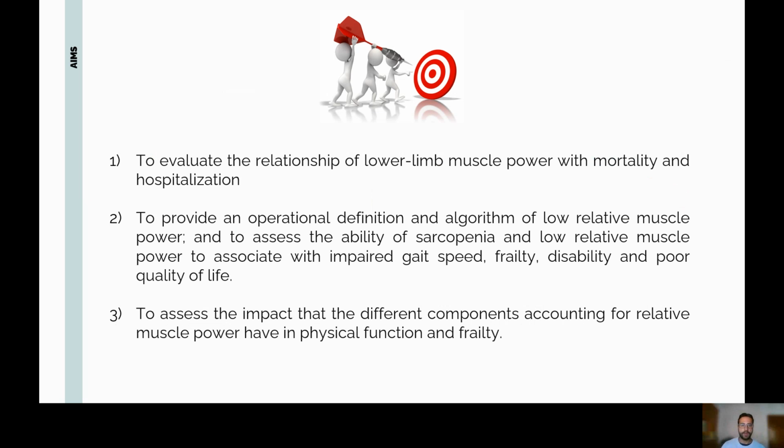So the aims of this study were, first, to evaluate the relationship of lower limb muscle power with mortality and hospitalization. Second, to provide an operational definition and algorithm of low relative muscle power and to assess the ability of sarcopenia compared to low relative muscle power to be associated with impaired gait speed, frailty, disability, and poor quality of life. And finally, to assess the impact that different components accounting for relative muscle power have on physical function and frailty.